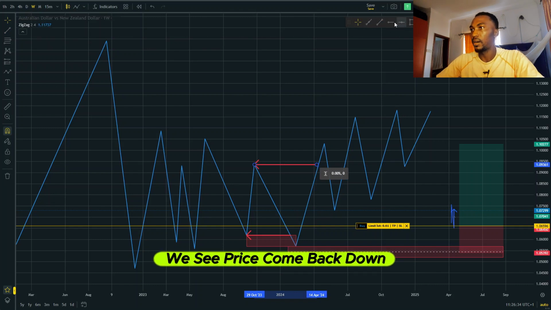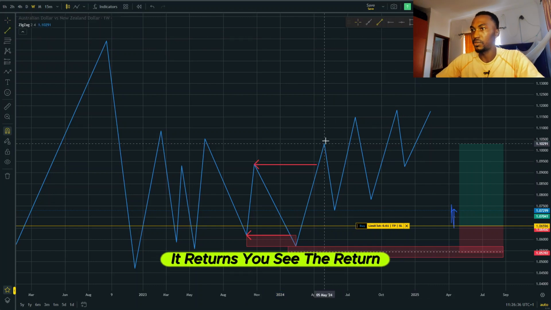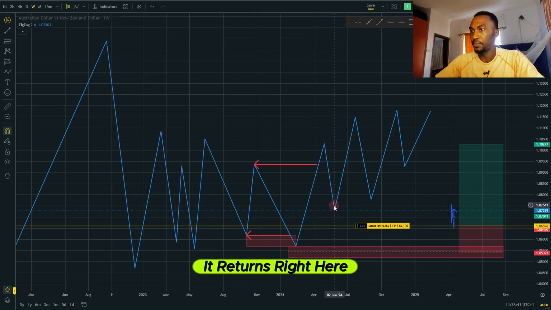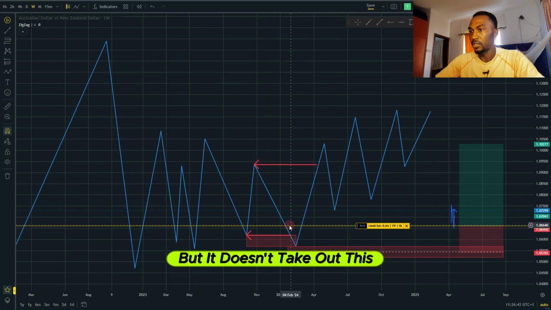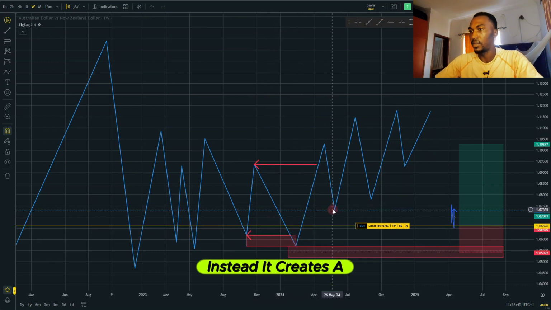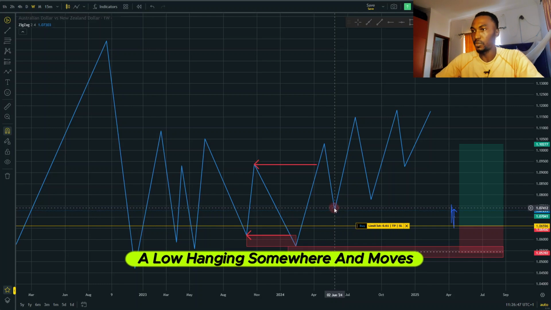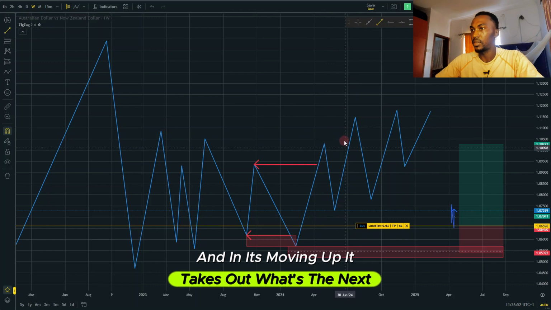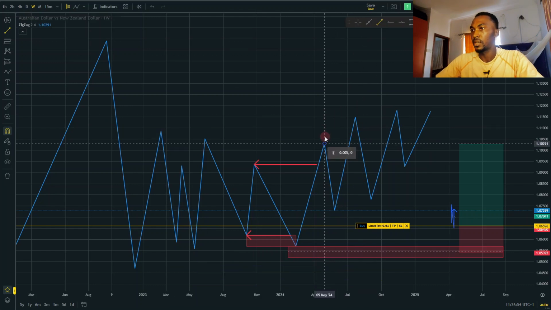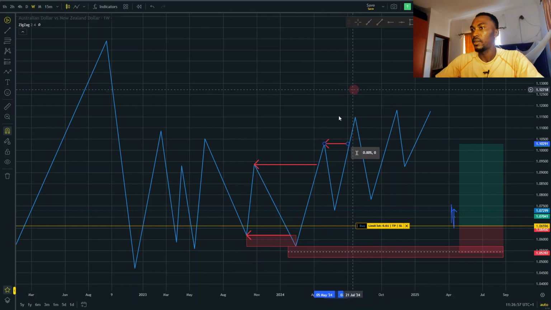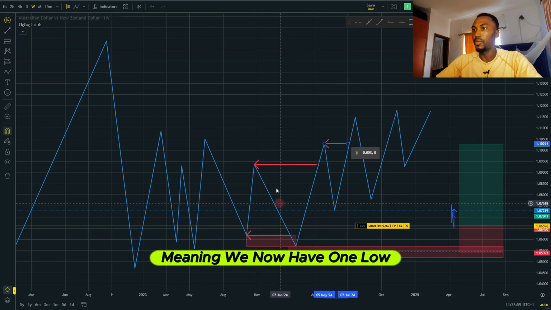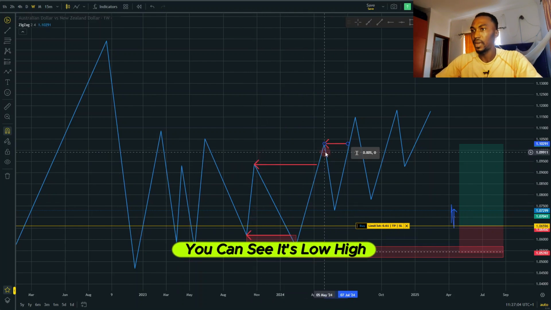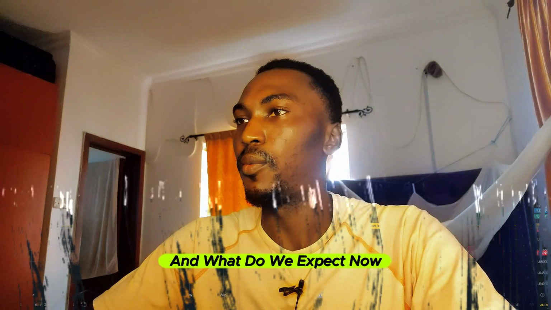You see price come back down, return, right? You see the return right here, but it doesn't take out this low. Instead, it creates a low hanging somewhere and moves up. And in its moving up, it takes out the next high. Meaning we now have one low, one high, one high. You see it? Low, high, high, low, high, high taken out. And what do we expect?